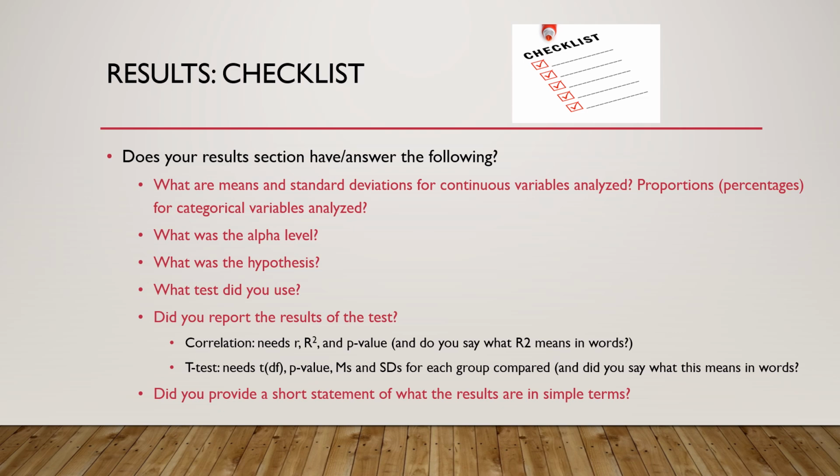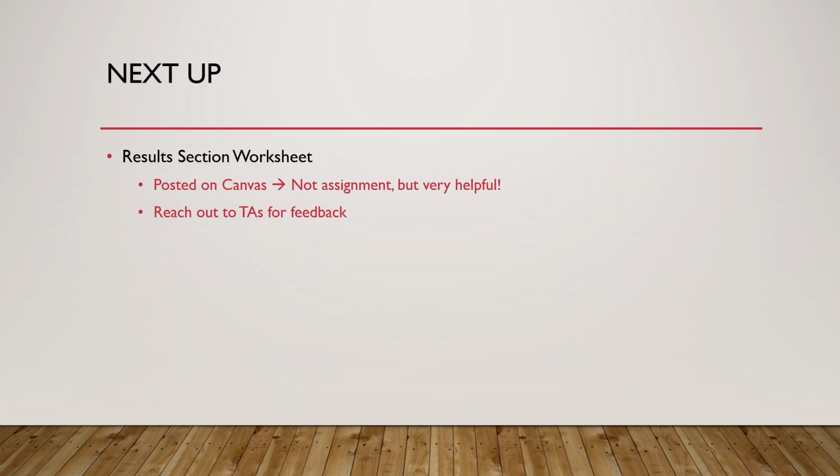That's it. All right, that's it for today. So I am going to be posting on Canvas a results section worksheet. This is just guidelines of all of those things I just described that you need to include for your correlation or t-test to fill out. This is not an assignment itself, but it is very helpful. And as you fill it out, if you're unsure whether you've included all the information you need to, this is a great chance to reach out to your TAs for feedback.